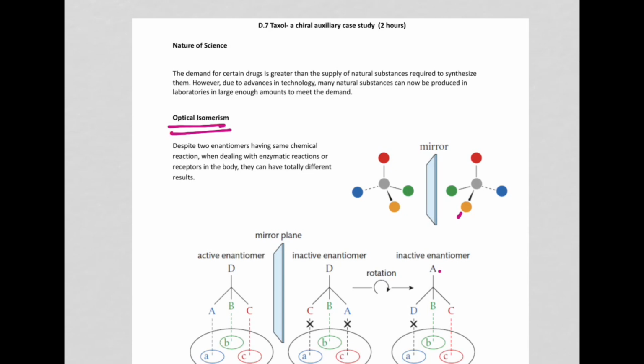So in this topic, we're going to be looking at a drug which is called Taxol, and this drug was initially synthesized from natural substances, but the problem arises when the demand for this drug is greater than what naturally you can provide. Hence, we had to use lab synthesis to meet the high demand of this drug.